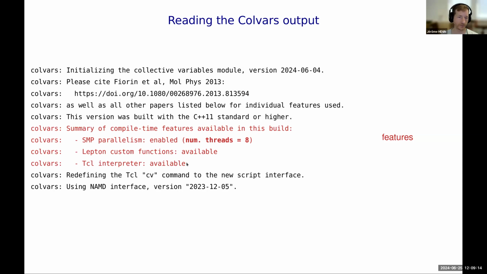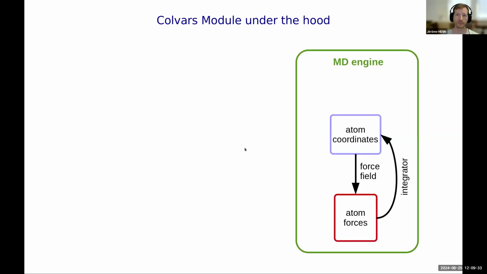And then there's a little section that tells you about the features that are enabled in this particular binary that you're using. One of them tells you about the parallelism. So Colvars can run in parallel on different CPU cores, and it tells you how many threads it can run on. And then it tells you whether you can use custom functions and whether you can run TCL scripts. Okay, so I'll go back to that.